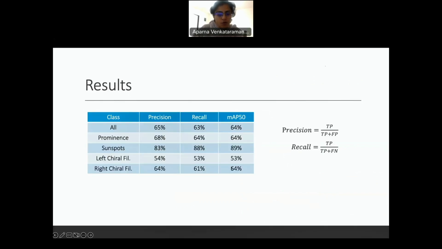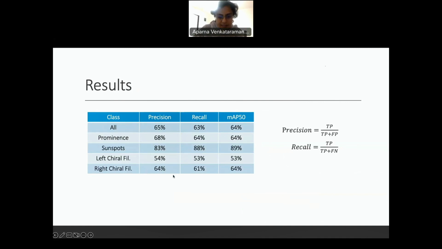The results for the test set of the data are shown here. The sunspots and prominences seem to be doing very well. The number of prominences in the test set was very few, only about 31. So this number seems to be low, but overall it does very well in detecting prominences.